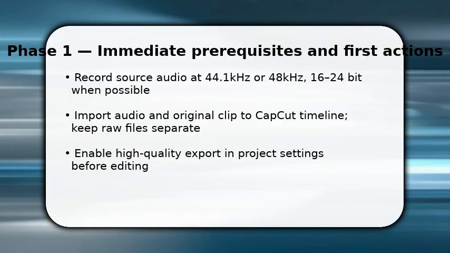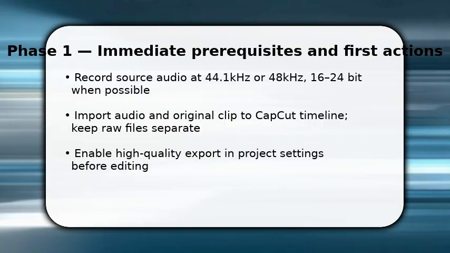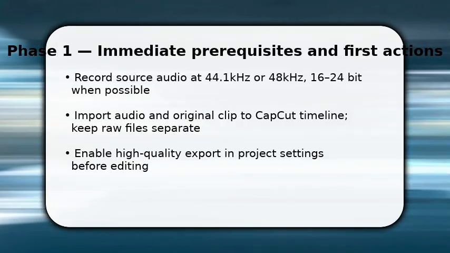Start by importing your recorded file and video into Capcut. You want clean source audio, 44.1K Hz or 48K Hz, 16 to 24-bit, so the editor has headroom. Once loaded, mute the camera track and add the dedicated audio track. Make sure to switch project settings to high-quality export now, because later processing relies on that bit depth and sample rate. You are preparing the canvas. Do this first so trimming, normalizing, and effects work on the best possible source.